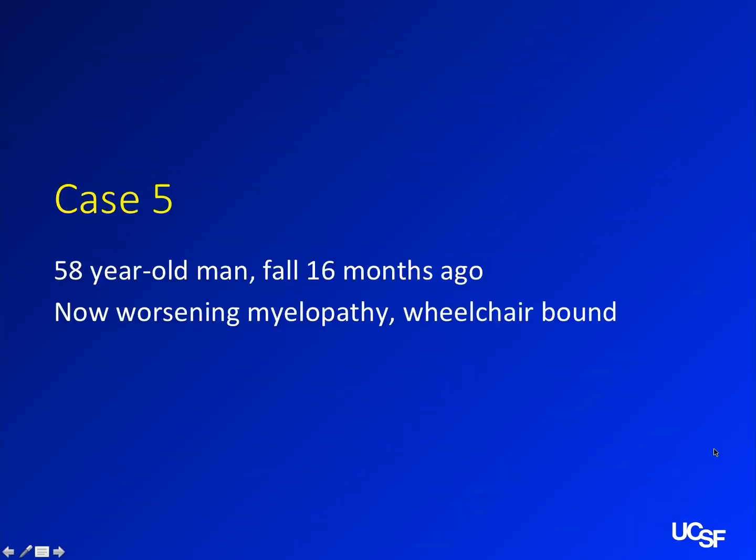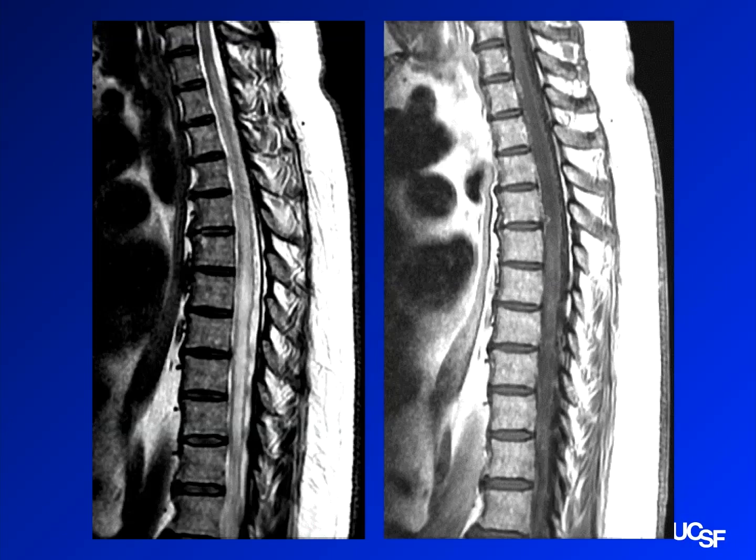So this guy's 58. He fell 16 months ago, and now has myelopathy. There's a lot of cord signal abnormality. So this is T2, and the cord is expanded; it doesn't look so hot. This is post-contrast, I think. Any real enhancement there, you think? Maybe not. If I had T1, but yeah.